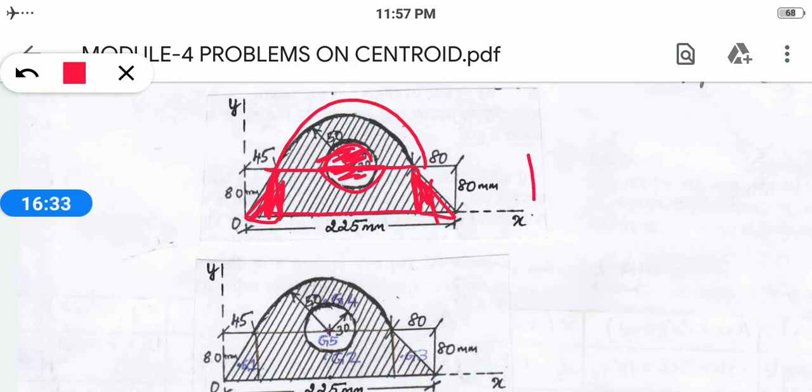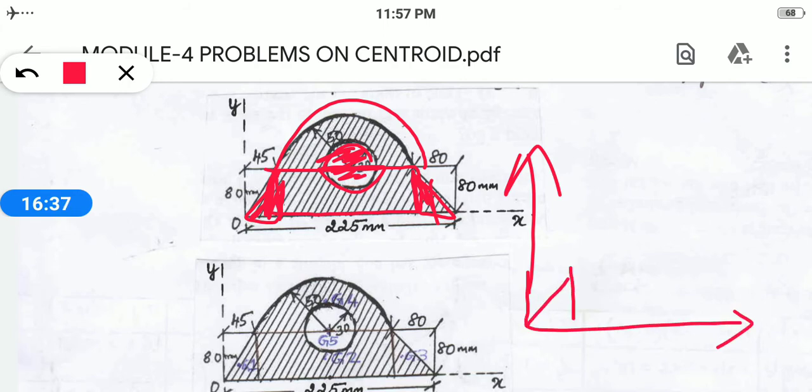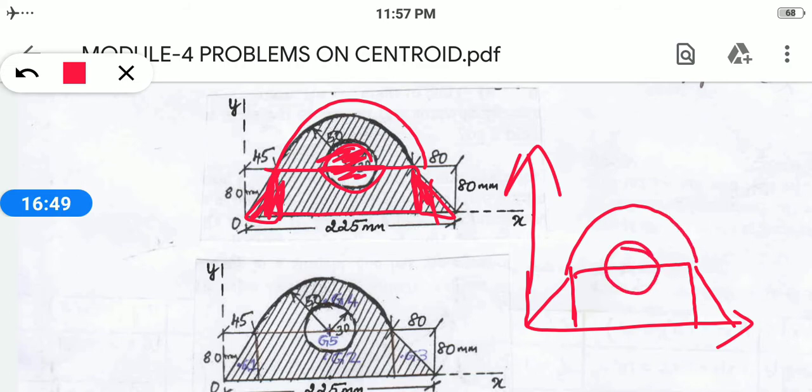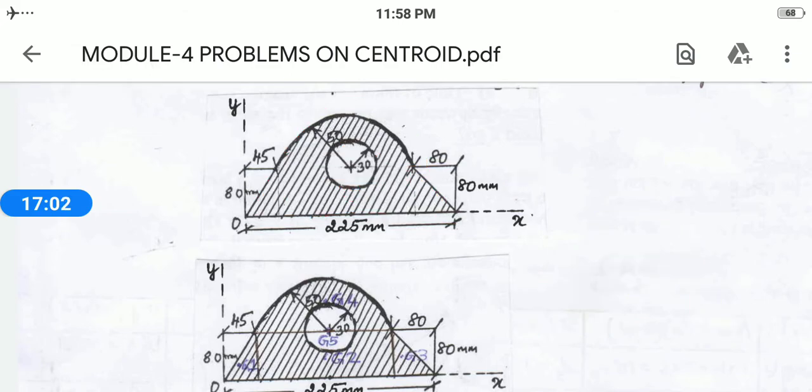Another method is like, you can take this as a first triangle, then you can take this as a second rectangle, this as a third triangle, and this as a whole semicircle, and you can neglect the whole circular portion. You can neglect it as a circular portion, or you can neglect this as two different semicircular portions. It is according to your wish, but the answer remains the same.